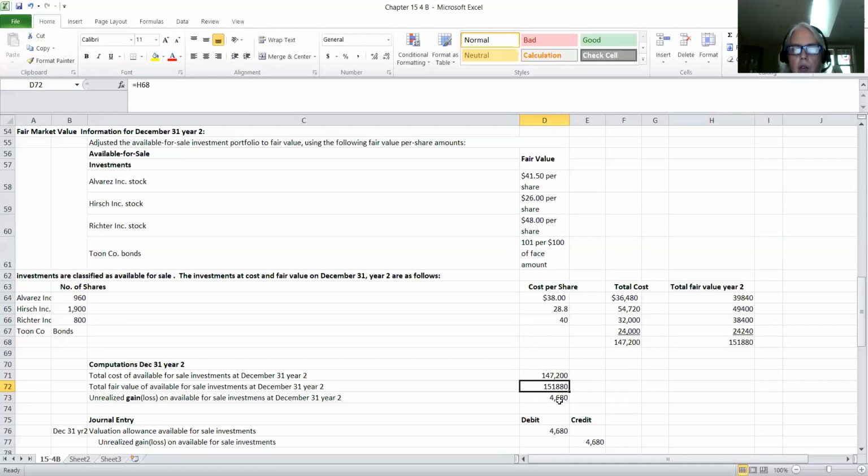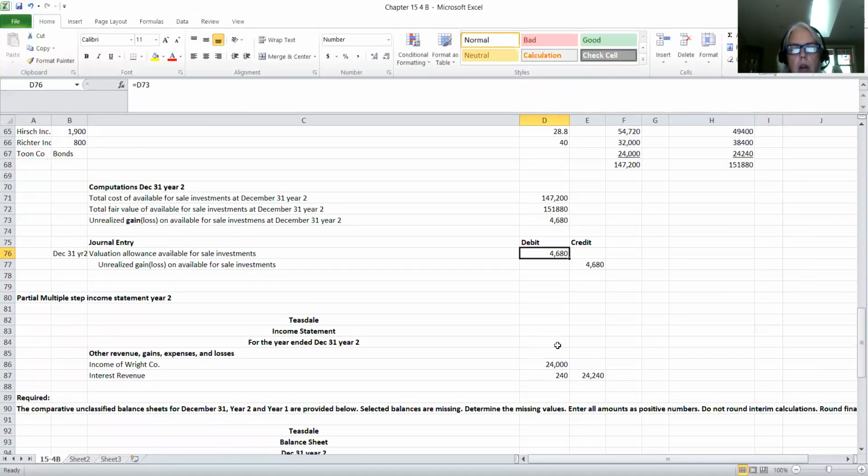It's increased over the cost, so there is an unrealized gain on available for sale investments. This is an unrealized gain because it hasn't happened yet. And these unrealized gains on available for sale investments will end up in your stockholders' equity. But the gain has to be shown in a journal entry. To record the gain, we are going to credit the unrealized gain or loss on the investments. We have to have an account that offsets that credit, and that account is the valuation allowance, available for sale investments. This account you're going to find on the balance sheet. This is the account which will adjust the investment from the cost to the fair market value.